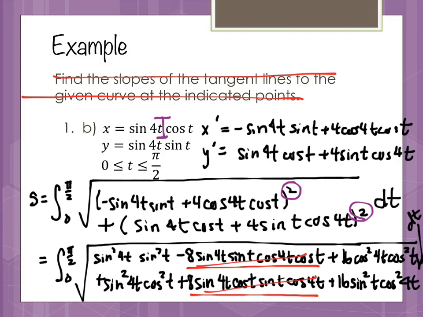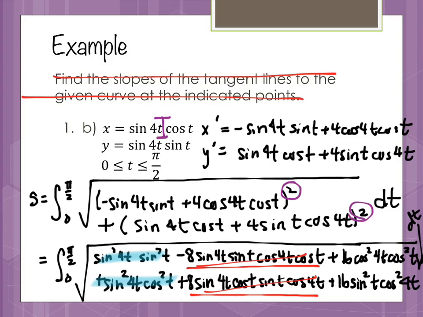Okay, look at the pieces that are left, though. Let's just look at them where they are currently. What can you tell me about that first piece right here? These two, when you compare them. You can't add them. They're not identical, but do they have something in common? Yeah, they both have a sine squared of 4t.